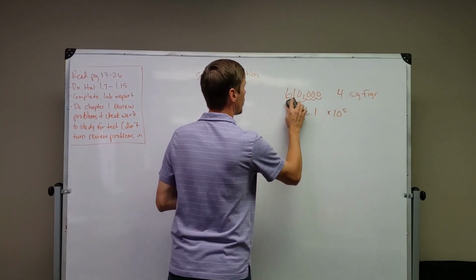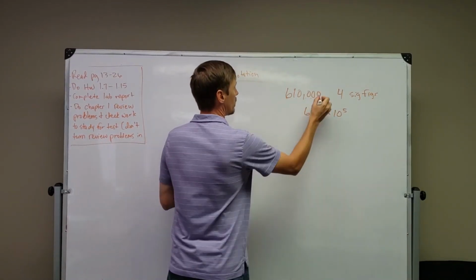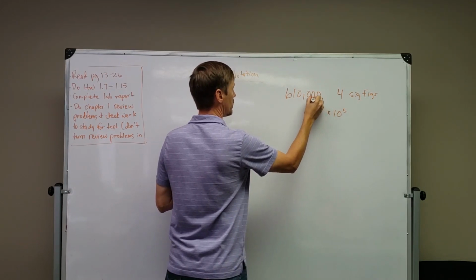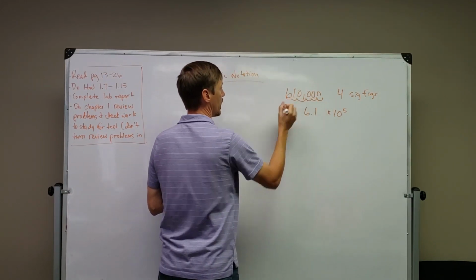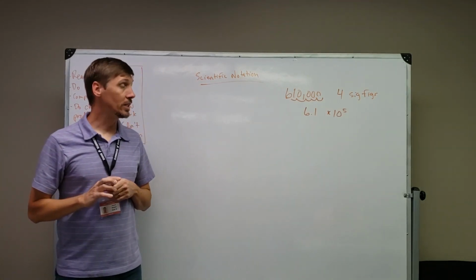I counted that kind of wrong. Let me just show you that again. So I went the decimal place here, 1, 2, 3, 4, 5. There we go. All right, 6.1 times 10 to the 5th power.